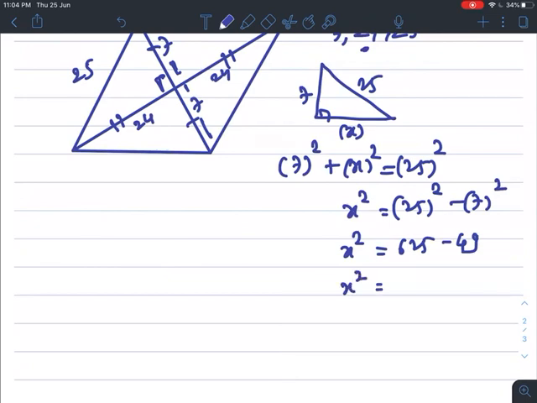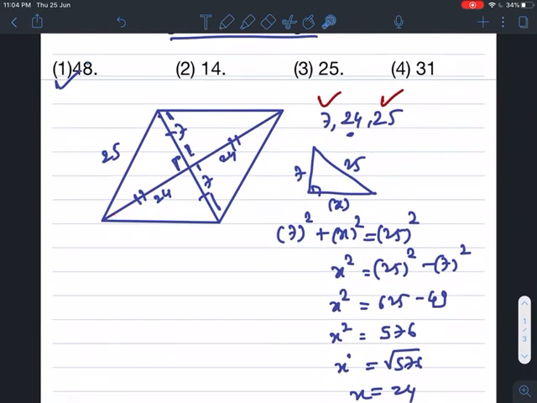So the answer here will be 576, so the x square value is 576, therefore x is root 576, so it is 24. So x value is 24 here. This side is 24. Here I have drawn a right angle, this is 7, the hypotenuse is 25, and the remaining side is 24. So this is 24, this is 24, so the length of the diagonal is 48, so this is the answer.